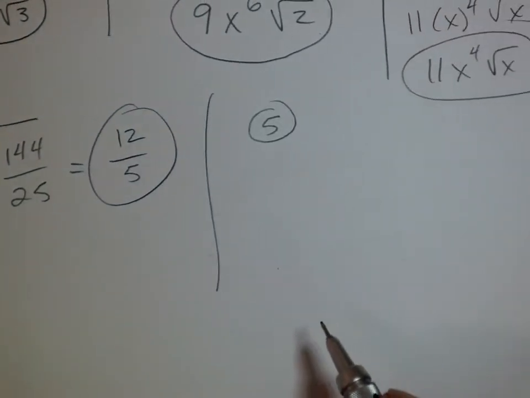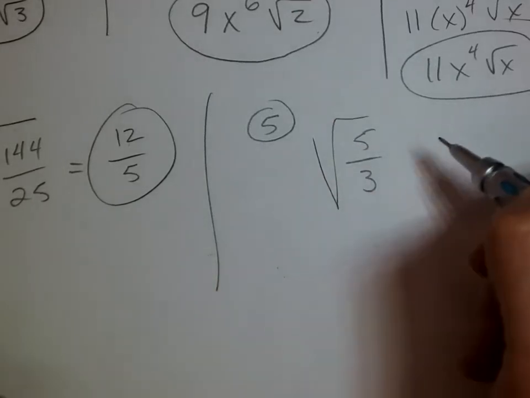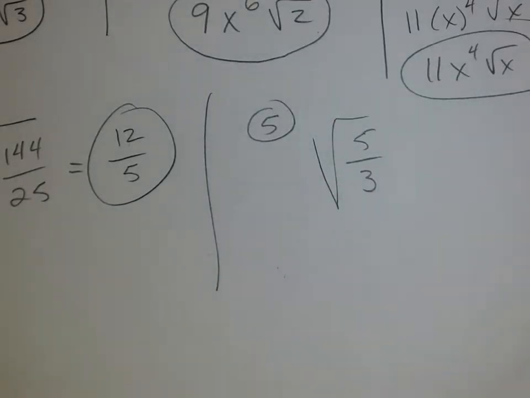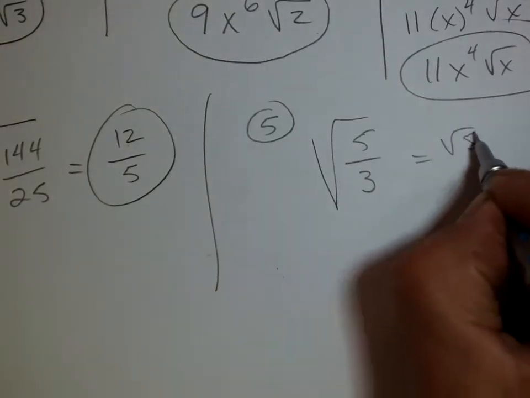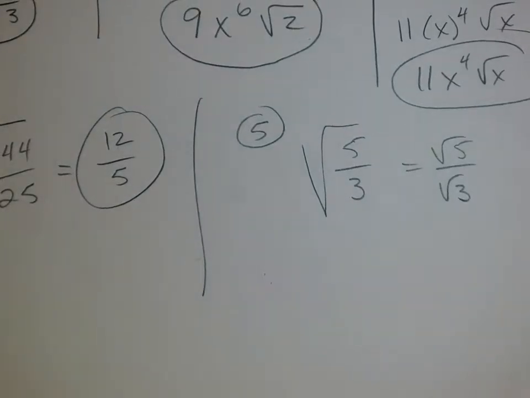Number 5. Let's do square root of 5 over 3. Hey, this is almost the same one. This is the same one we did on the warm-up, isn't it? Yes, it is. So let's see. Square root of 5, square root of 3, right? So the problem is square root of 3. You can't have a square root in the denominator, so we fix the problem with the problem, right?